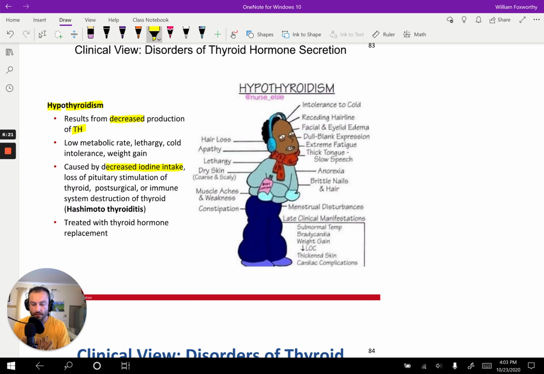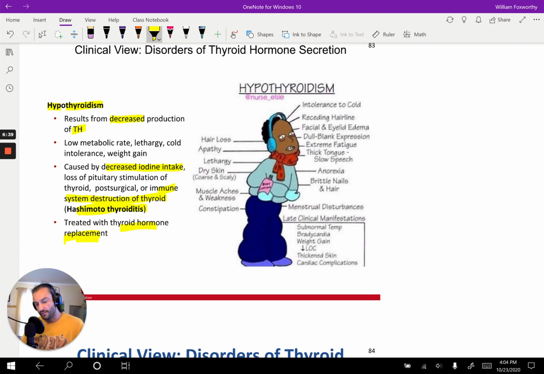Hypothyroidism can also result from autoimmune destruction of thyroid cells, and that disease is called Hashimoto's thyroiditis. And you would treat that or any hypothyroidism with exogenous thyroid hormone.